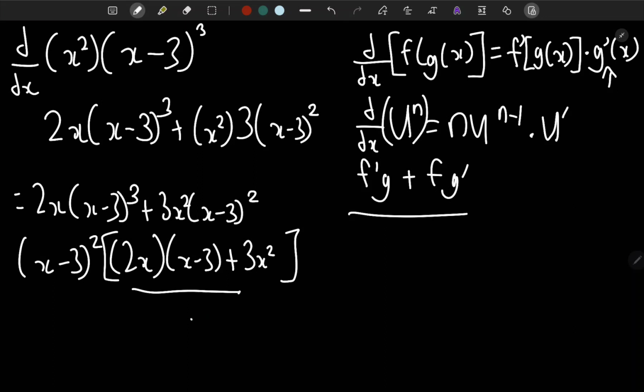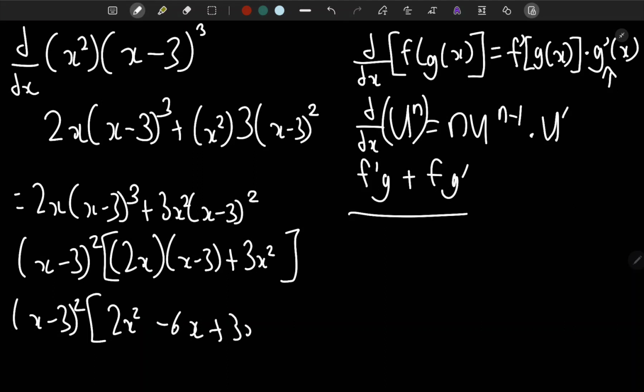You can simplify the inner part over here. So that's going to give you (x minus 3) squared into 2x squared minus 6x plus 3x squared. So this can cancel out with this, so you'll be, oh no, it will add up, so it's going to give you 5x squared minus 6x, and that's the final answer.